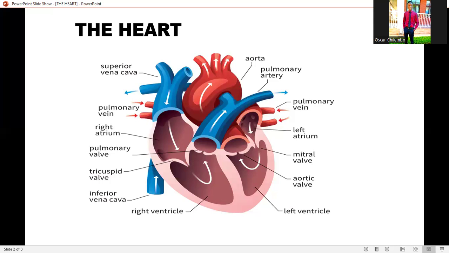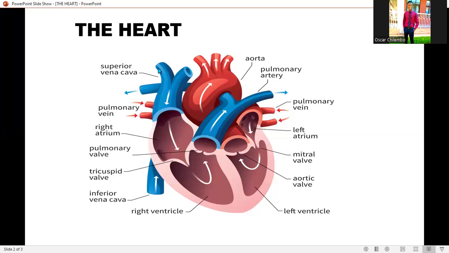Okay, right ventricle. Then from here, that is when it's going to be pumped or sent to the lungs through the pulmonary artery. So let's look at this sequence. How does this sequence run?